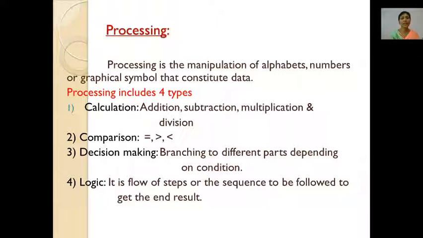Processing means calculating the result. Whatever data we have given to the computer, the computer will calculate that result. That is called processing. There are four types of processing: calculations, which are addition, subtraction, multiplication, division. Then comparisons, meaning how we compare one number to another number: equal sign, greater than, less than. These are all comparisons. Then decision making, meaning branching to a different part depending on conditions.